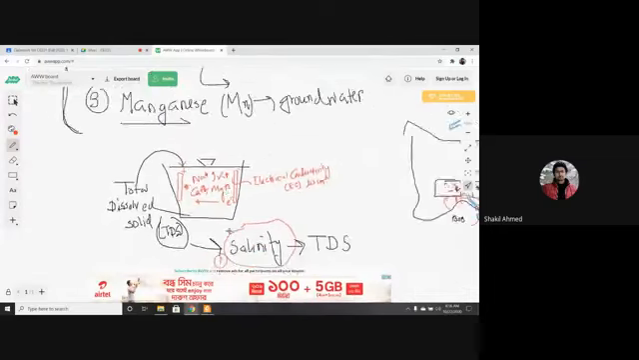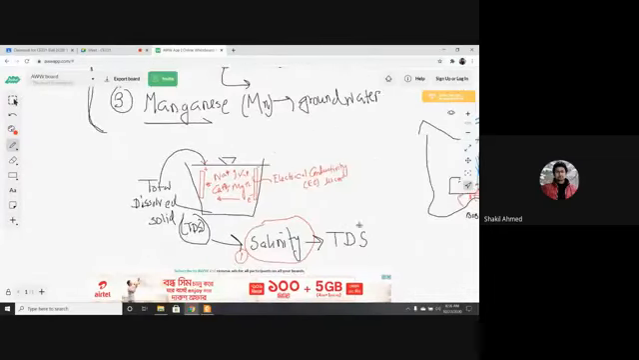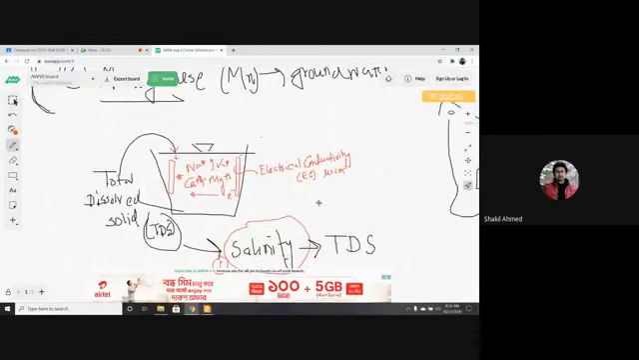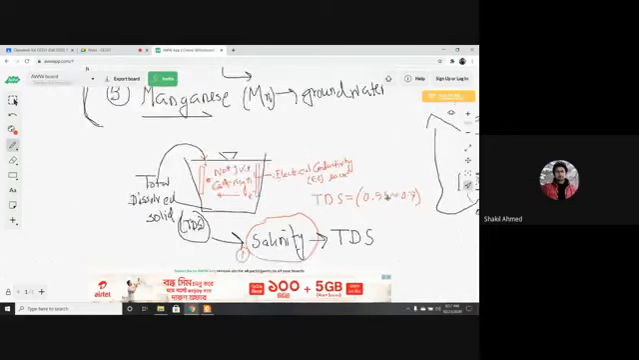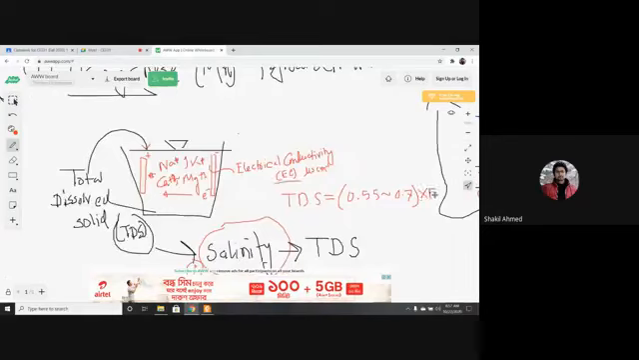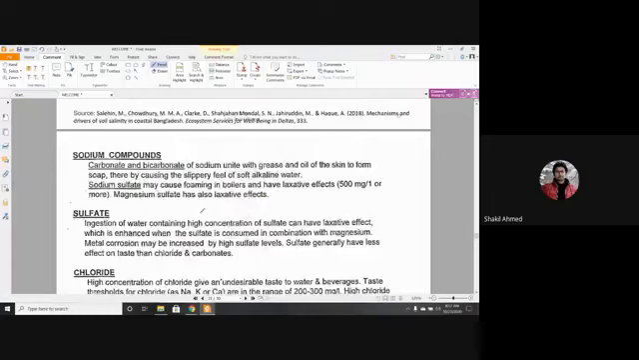Now, there is a relationship between electrical conductivity and TDS. The relationship is like this: TDS equals 0.55 times the electrical conductivity. It can be 0.55, 0.56, 0.65, any value in this range. So you can measure TDS this way also. You put an electrical device, calculate the electrical conductivity in this unit, and you will get TDS in milligram per liter or gram per liter. Okay? Clear?